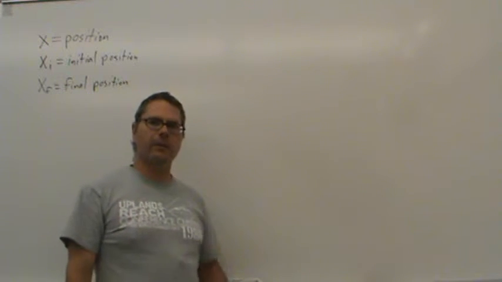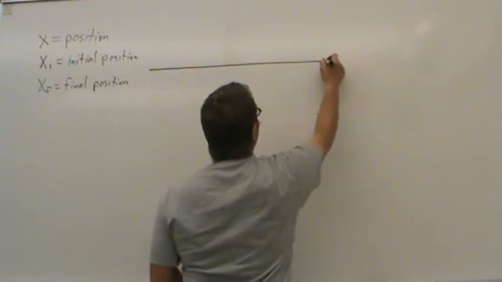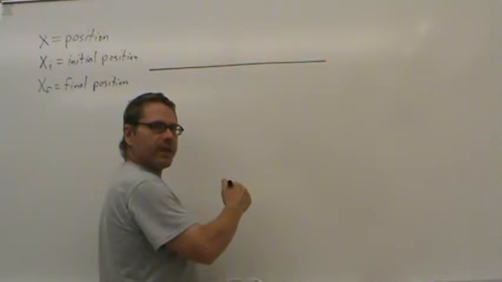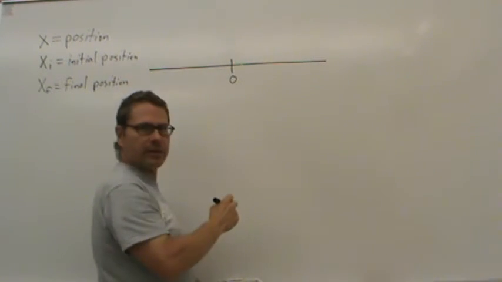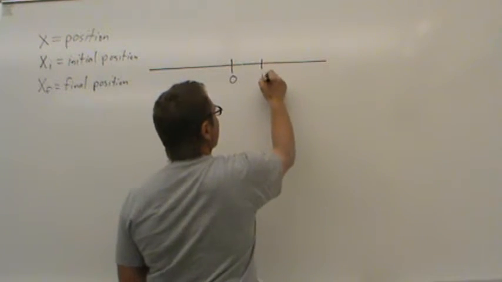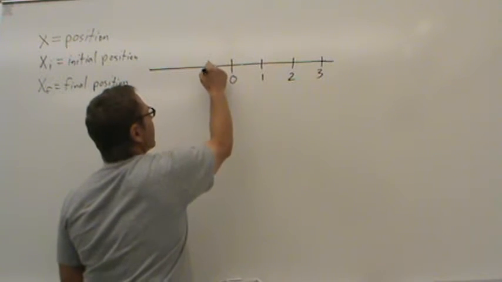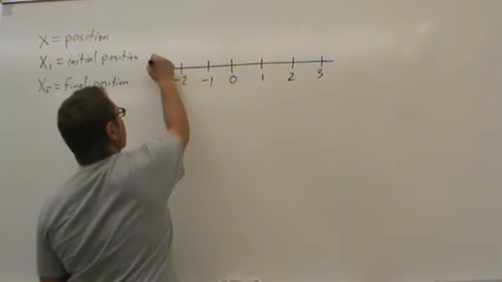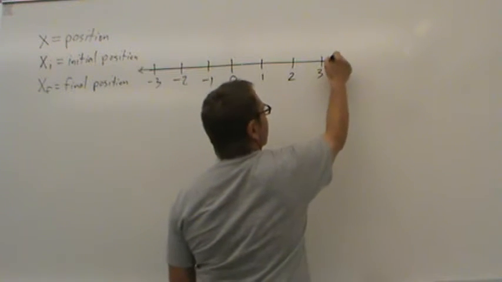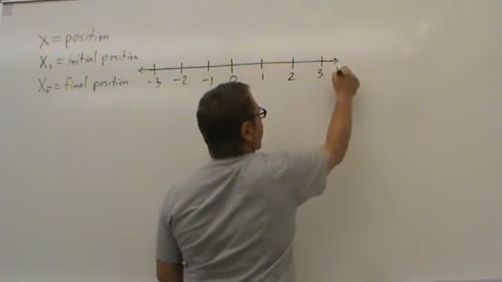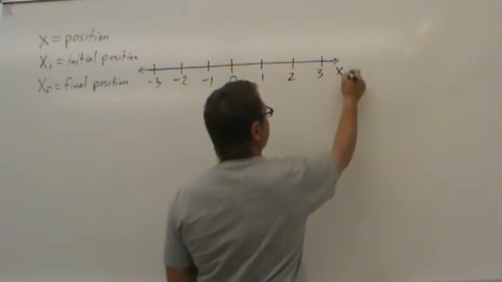Positions are located with respect to a number line. This number line is going to represent all the possible positions of the object. 0 will be the origin, 1, 2, 3, and so on, -1, -2, -3, and so on. All of these positions are going to be measured in meters from the origin.